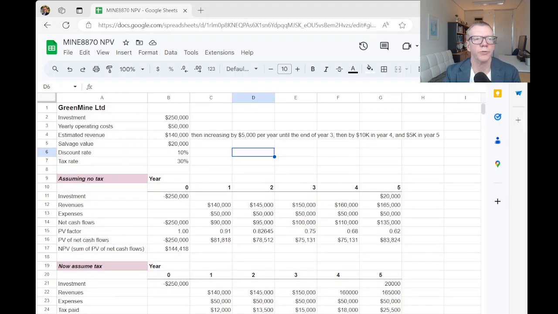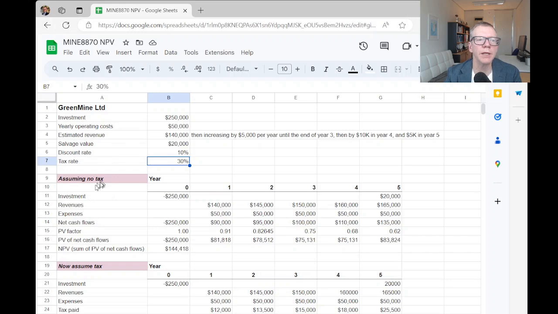Let's work through this example. We've got an initial investment of $250,000. We've got our annual operating costs of $50,000. We've got the revenue that the investment's going to generate of $140,000, which increases over time. At the end of the 5-year period, we're able to sell the equipment for $20,000. So that'll impact that year 5 cash flow. The discount rate's 10%, and we're still assuming the tax rate's 30%.